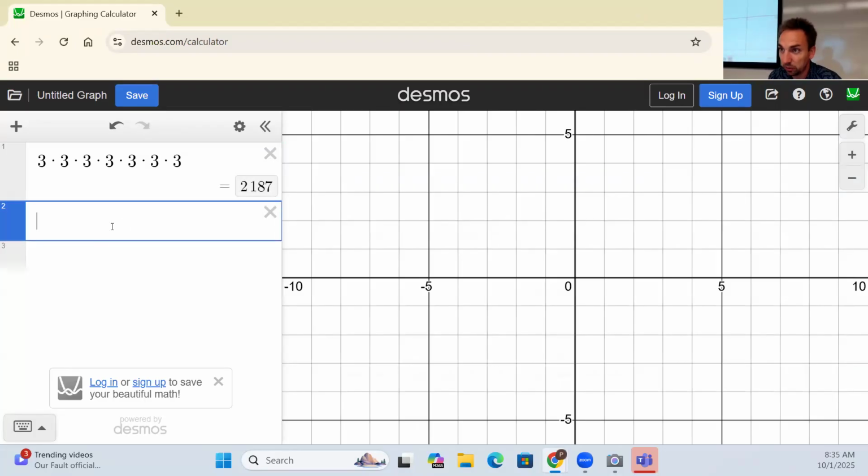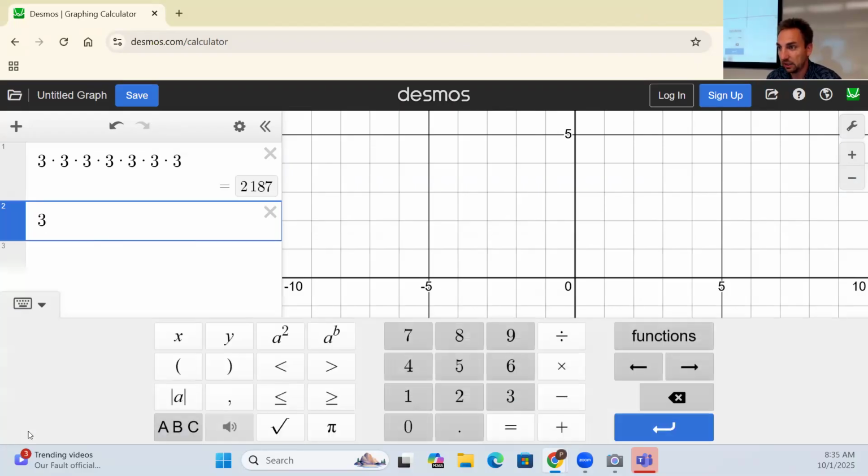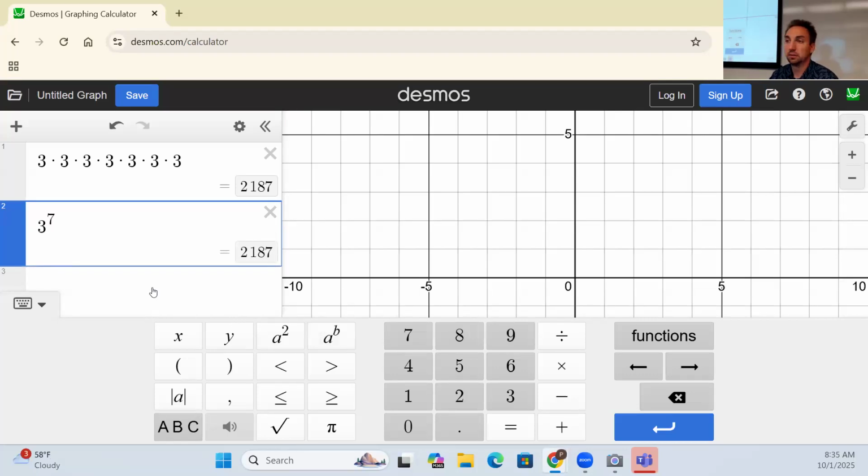And my notation, if I want to do it compactly: I can grab this keypad, and the A to the B says no matter what I choose as my base, now I get to put up in my exponent the 7th. And if you want to use just the keyboard, you can do Shift 6, which makes the little caret sign. That's the exponent.